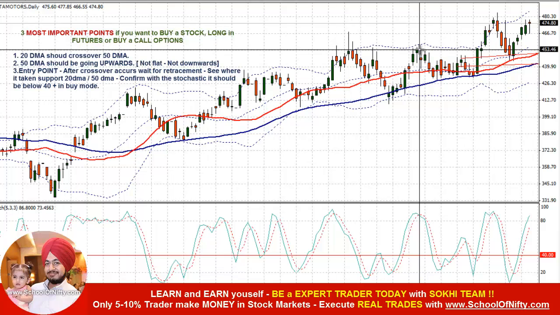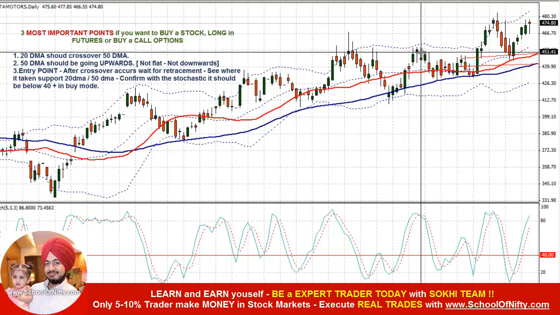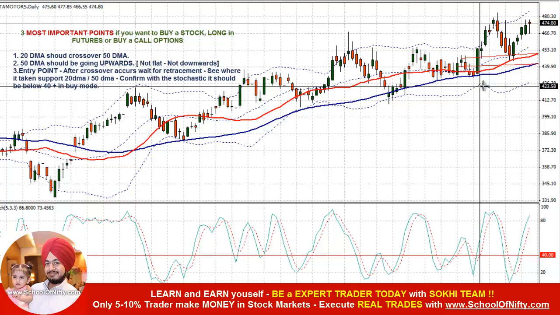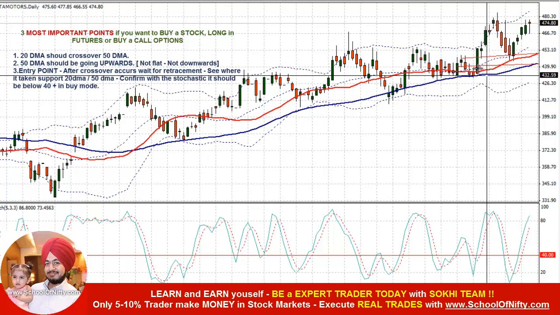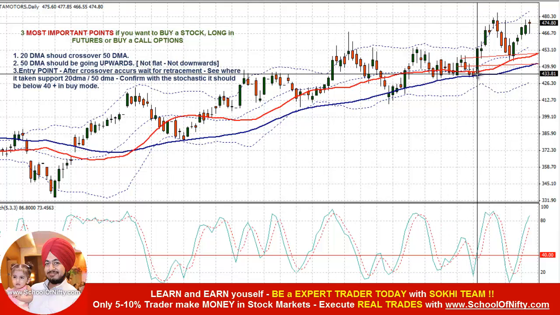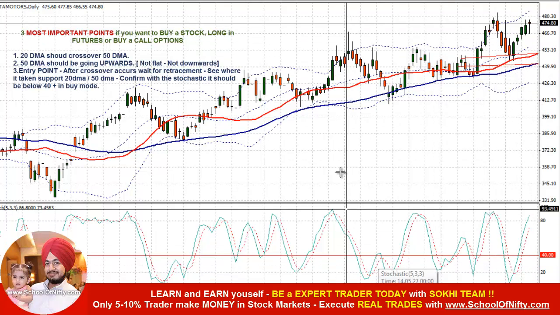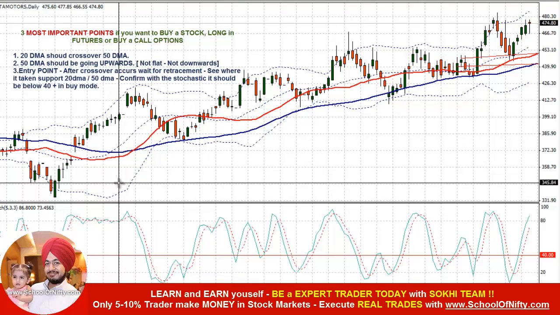Again it has zoomed to 450 level within a matter of a few days. Fine. Now again it has retraced at this level, and even again it has taken support at the 50 days moving average. So what I wanted to tell you guys, the first thing you've got to look out for, I am repeating again, is the 20 days moving average crossing over the 50 days moving average.